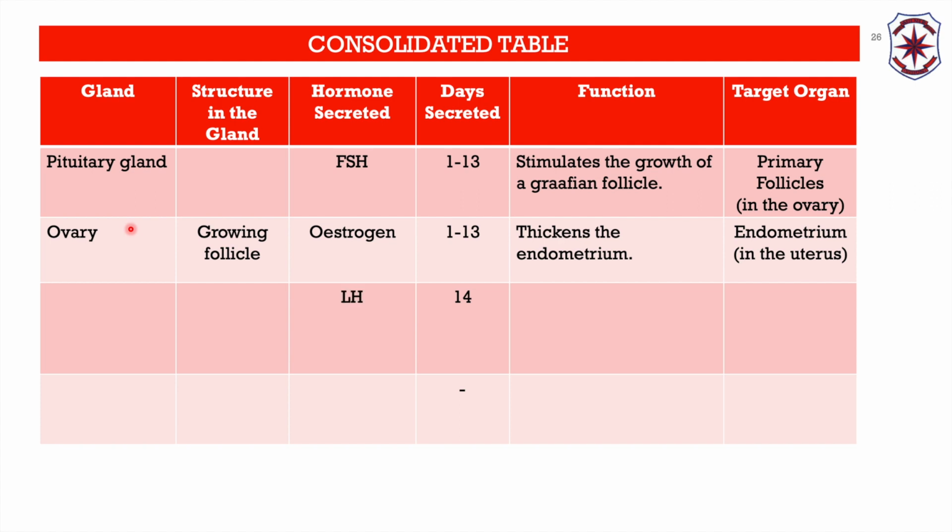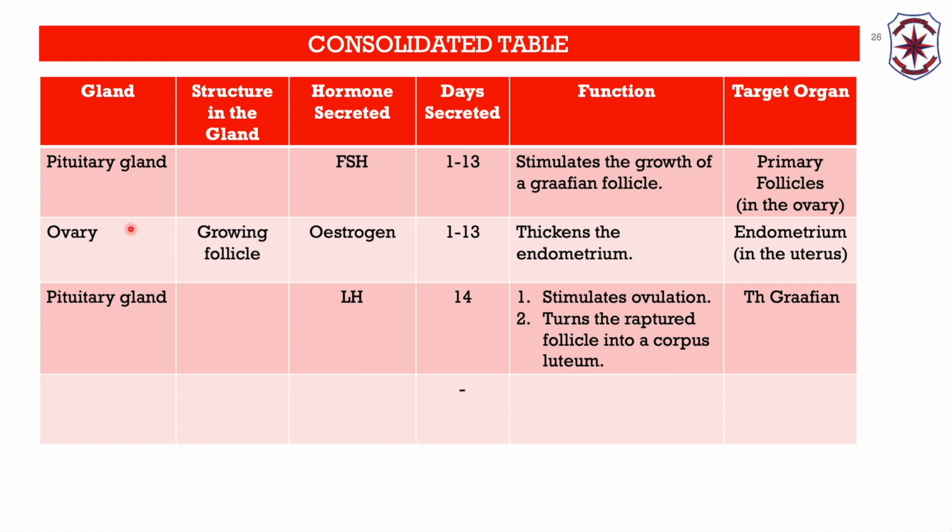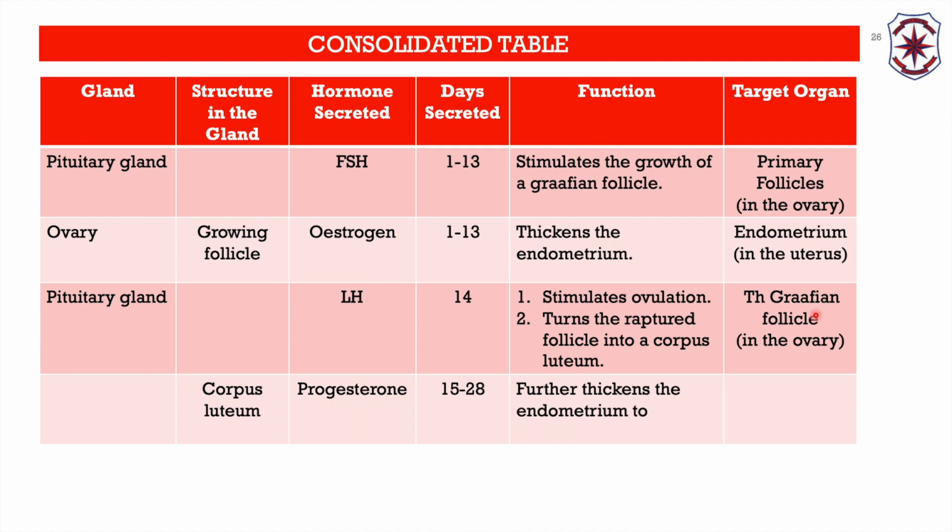At day 14, the only hormone that is secreted is LH. It is secreted by the pituitary gland. What does it do? It has two main functions. Stimulates ovulation. Secondly, it turns the ruptured follicle into a corpus luteum. The target organ is the Graafian follicle. Remember, it ruptures the Graafian follicle. Where do we find the Graafian follicle? In the ovaries.